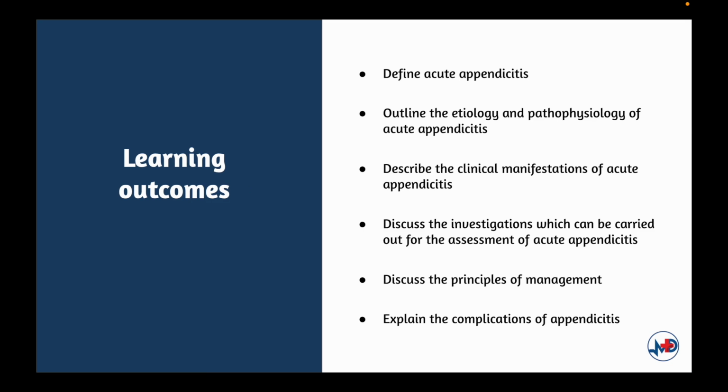By the end of this topic, you should be able to define acute appendicitis, outline the etiology and pathophysiology of acute appendicitis, describe the clinical manifestations of acute appendicitis, discuss the investigations which can be carried out for the assessment of acute appendicitis, and finally, you should be able to discuss the principles of management, and we will also be looking at the complications of appendicitis. Let's get started.